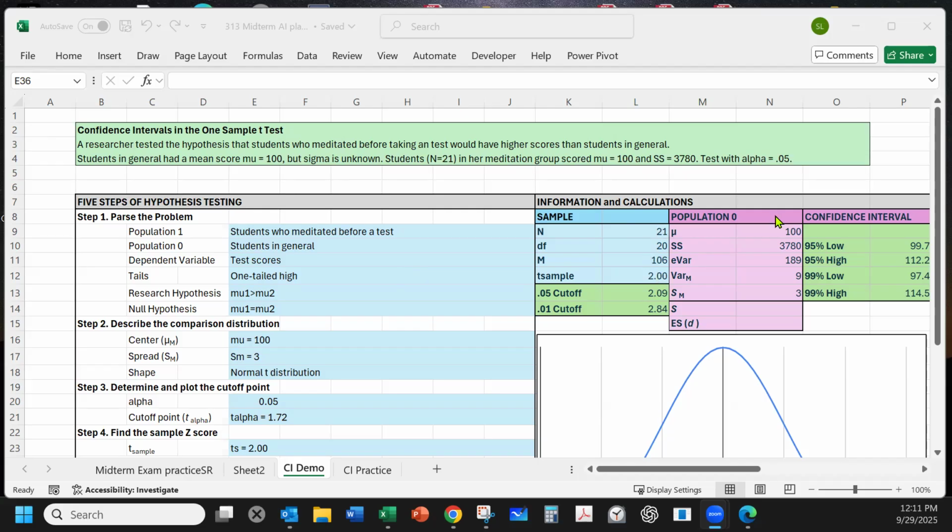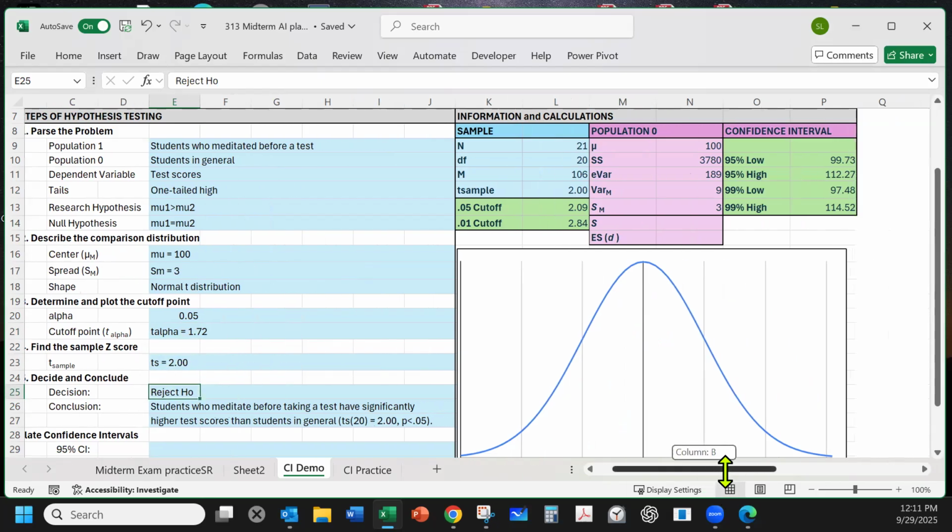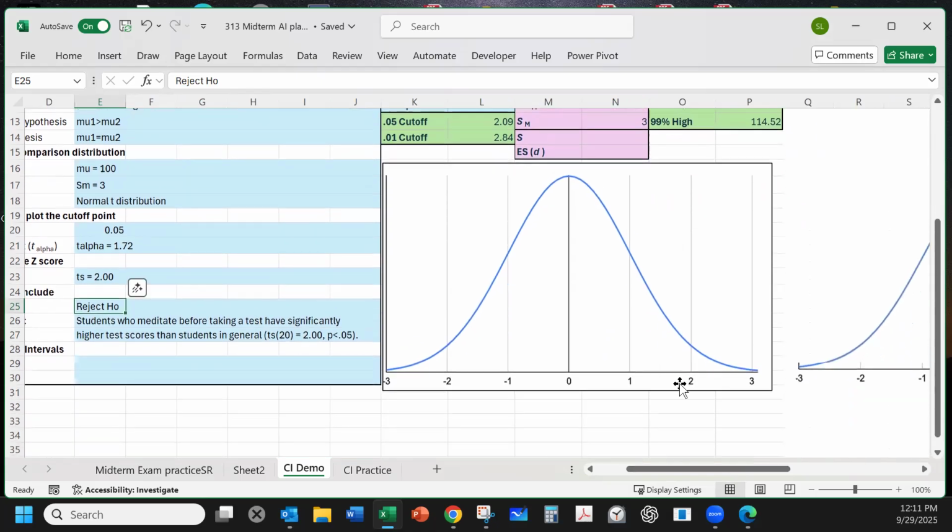I've already worked out the spread. I've listed everything in here. Mu is 100. Standard deviation for the distribution of means is 3. It's a normal t distribution. We're stated to use alpha equals 0.05. And I have gone ahead and used the calculator tool to find out what the t alpha cutoff point is. I've calculated the sample score and I've made a decision. So to place these decisions within the framework of our image, this is where the understanding is with confidence intervals.